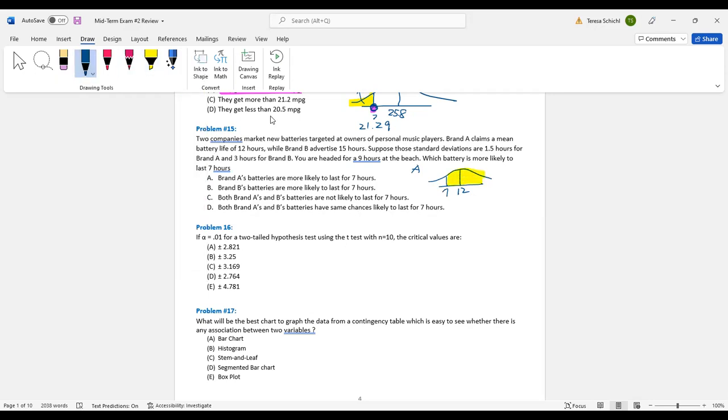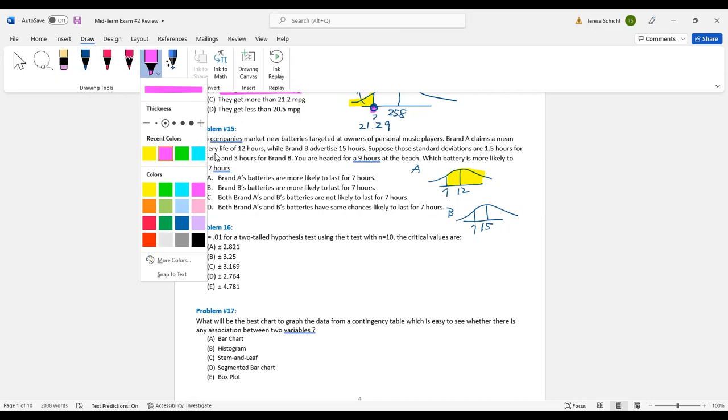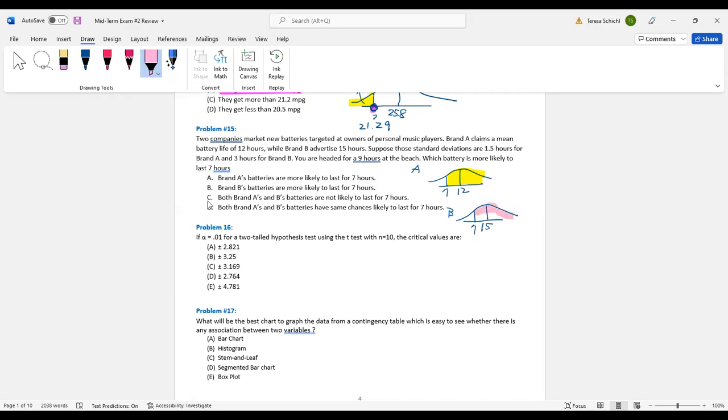And then for B, the mean is 15 hours, and you want to find more than 7. So I'm going to find this light pink area for B. Okay, now let's go to the calculator.